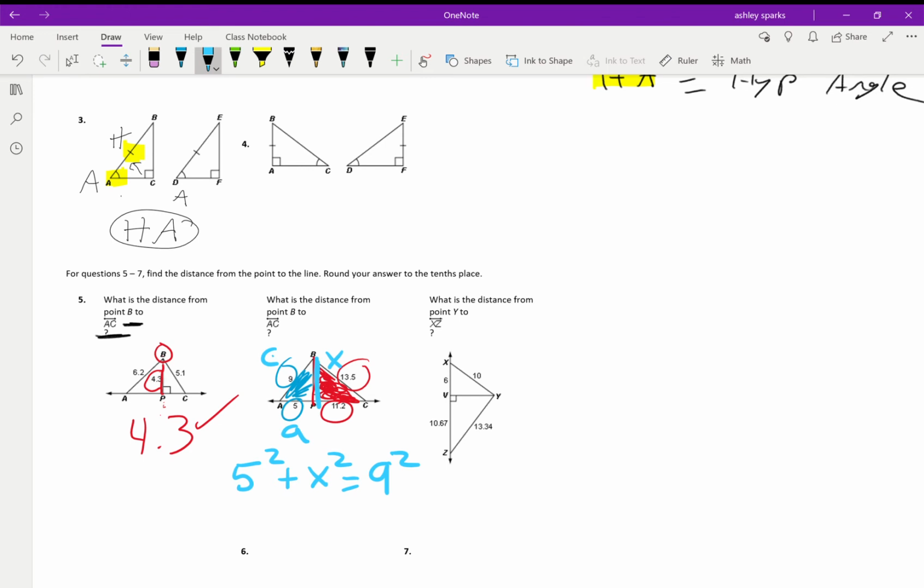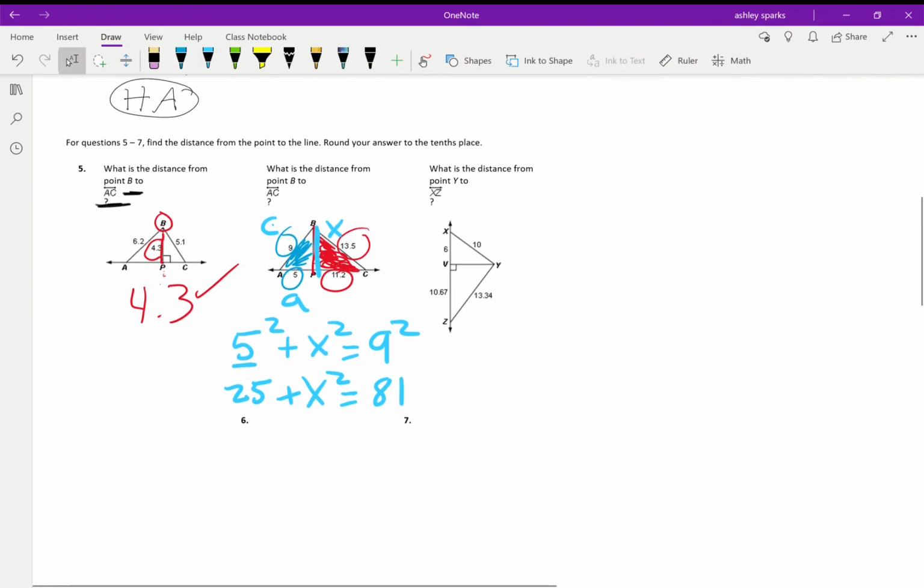Your phones, if you turn them sideways, have an extended calculator. You can use it that way. If you just type into Google calculator, you should also be able to get a calculator that way. A squared is another way of just saying that number times itself. So this is 5 times 5, or 25, plus x squared equal to 9 times 9, which is 81.